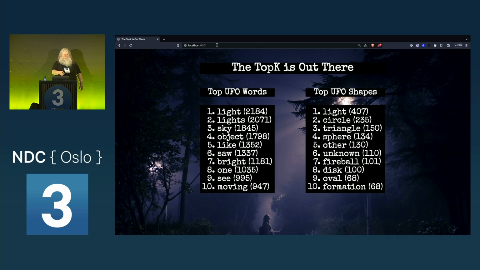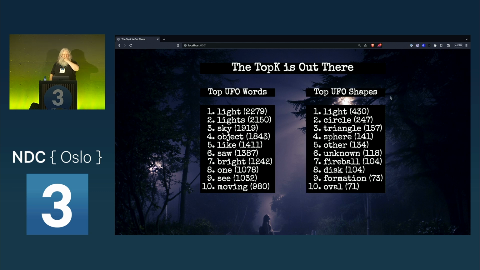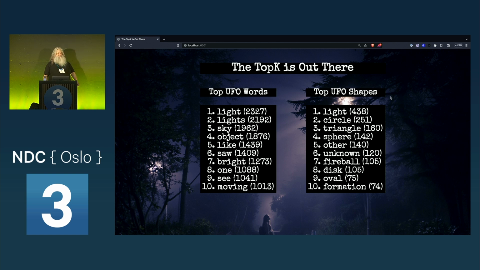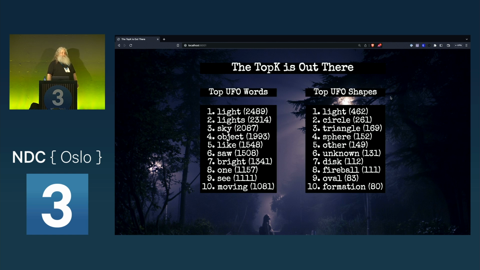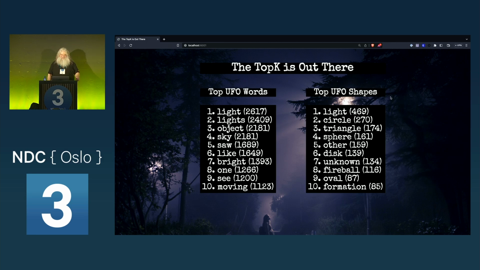And so you see light, lights, the common words here. The UFO shapes are kind of fun. Light is the number one shape, followed by circle, which is a shape. Triangle, which is a shape. I guess sphere is a shape. It's just three-dimensional. Other is a shape. Unknown, disk, fireball. That's my favorite shape when I'm playing D&D. Oval and formation. It's a formation. That's a shape. So yeah.